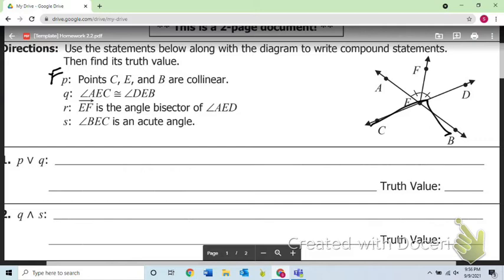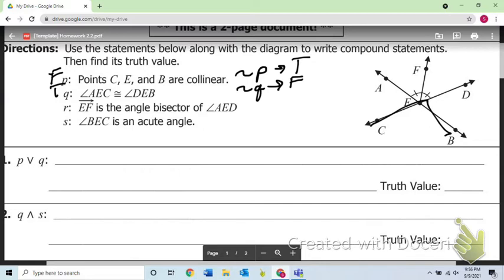And if P is false, then that means not P is true. Remember that when we're dealing with logic, things are either always true or false. So if something is false, then the opposite of that must be true, and vice versa. The next one, we have Q is true. They're vertical angles, A, C, and D, E, B. Therefore, they're congruent, which means that not Q is false.